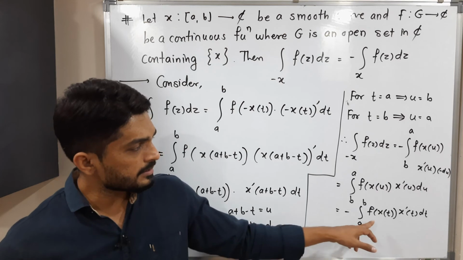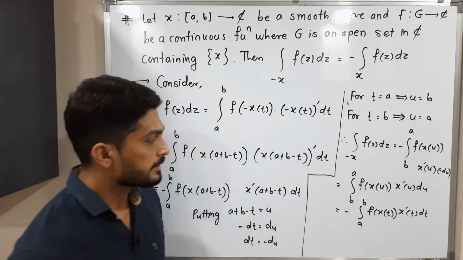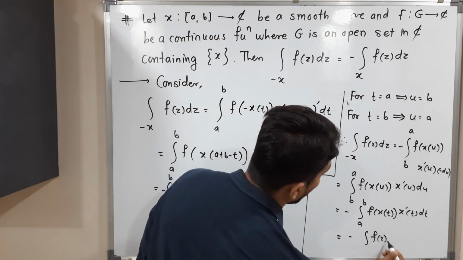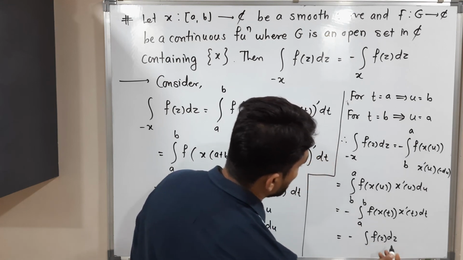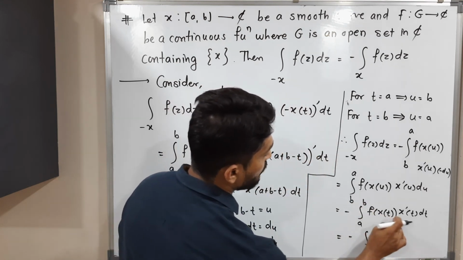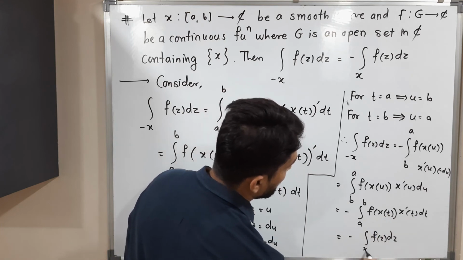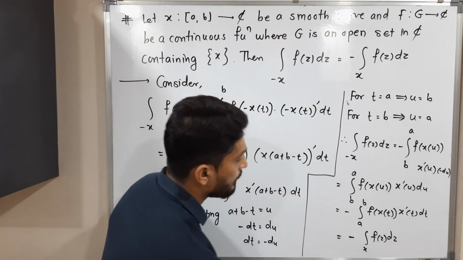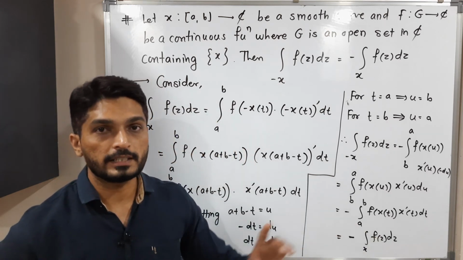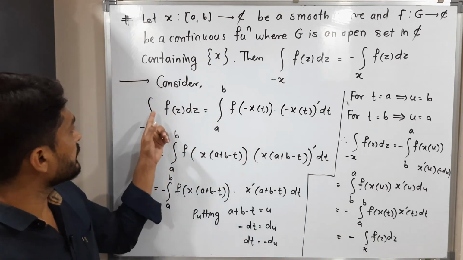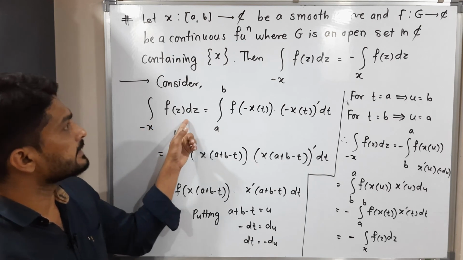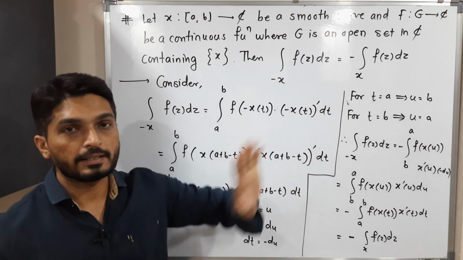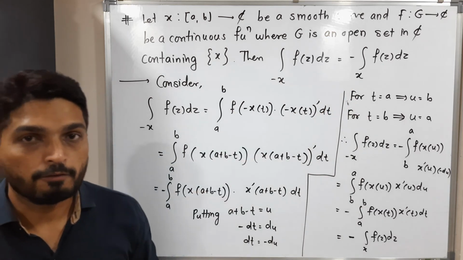But did you notice, this is the definition of something? This is the definition of a line integral, or complex line integral, f of z dz, a to b, and x of t, x dash of t, that means this is integration over x. So this is minus integration over x f of z dz. Actually we started with integration over minus x f of z dz, that means we started with the left hand side and finally we got the right hand side. That means in this way we proved this result.